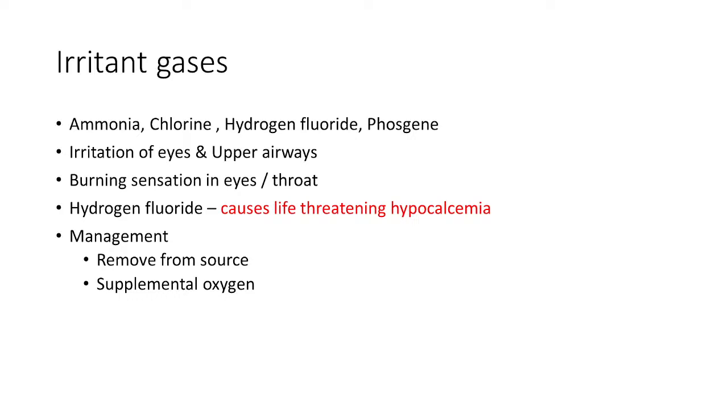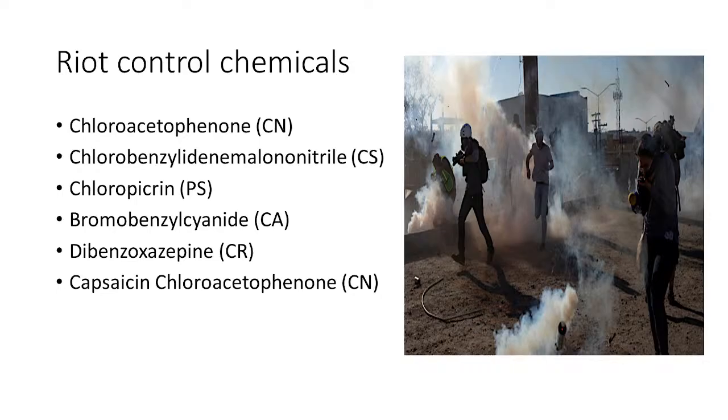You all know that hypocalcemia is a problem with iron chloride poisoning. Riot control chemicals, multiple things, CN, CS, PS, you all know about it. They don't cause mortality, and that is why they are commonly used as riot control agents.